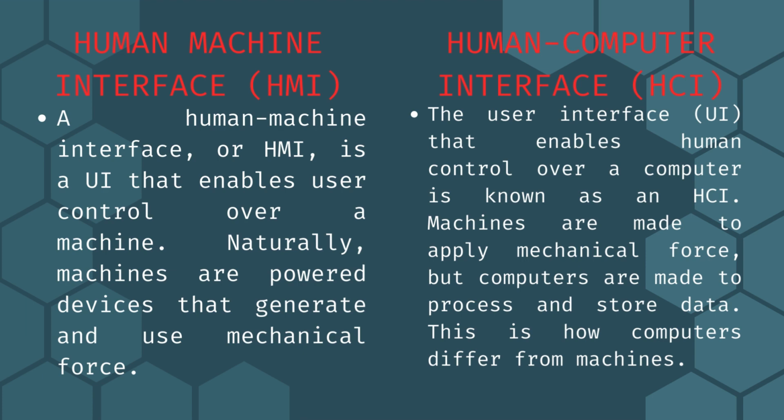While on the new technology, the user interface or UI that enables human control over a computer is known as an HCI, or the human computer interface. Machines are made to apply mechanical force, but computers are made to process and store data. This is how computers differ from machines. However, just like other devices, most computers need human input to function. A human can operate a computer with the help of an HCI.